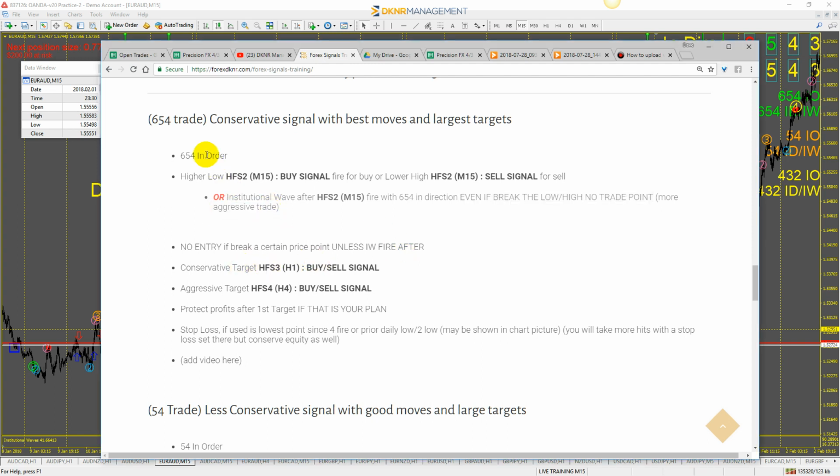So your conservative target on a 654 is going to be an H1, HFS3 H1 fire. An aggressive target is going to be an H4. You want to protect your profits if that's in your trading plan before you're waiting for these targets to be hit. Stop loss, if you're going to use one, is going to be the lowest point since the 4 fire, or a prior daily low, or a 2 low. I'll show you what that looks like in the chart. You're going to take a few more hits with a stop loss, but it'll also help you conserve equity as well. So let's go look at a few trades in order and in direction for the 654 strategy.